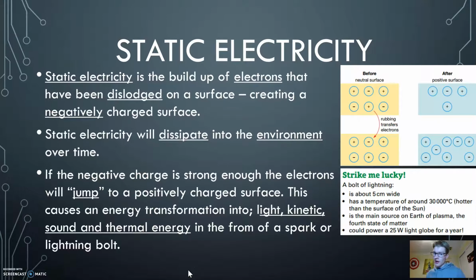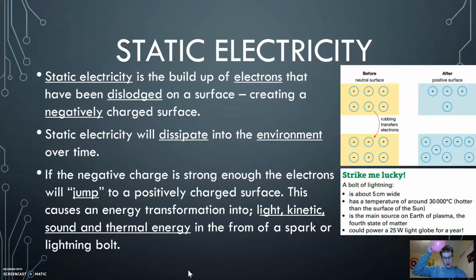Static electricity is the movement of electrons from one surface to another. You're probably very familiar with the term static electricity when you get a balloon and you rub it on your head. I'm sure you've all heard the term static electricity before, but perhaps you don't quite know what static electricity actually means. Say, for example, I've got this balloon here.